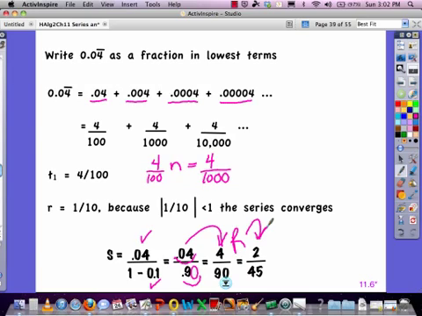So we've shown you a little trick. If you do not know what some repeating decimals turn into and you don't have a calculator available, you could always use this idea of the sum of an infinite geometric series formula.